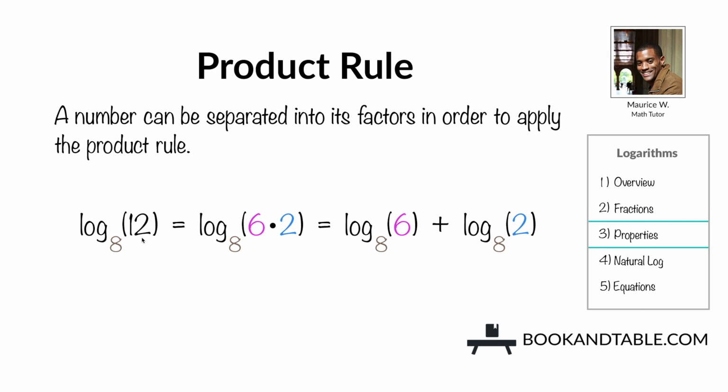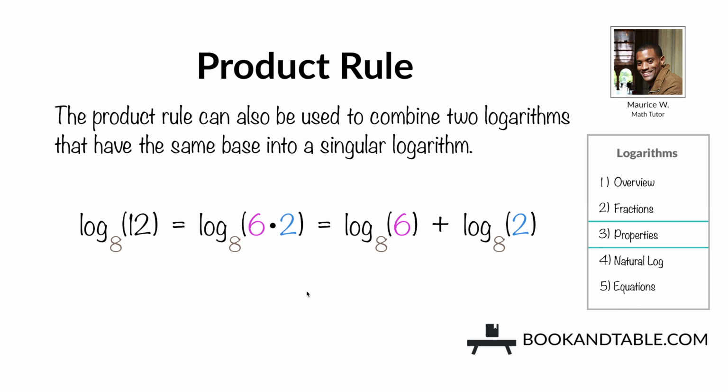The log base 8 of 12 would also be equivalent to log base 8 of 6 times 2. These are also two factors of 12, so this can be separated into log base 8 of 6 plus log base 8 of 2. And both of these expressions, log base 8 of 6 times 2 and log base 8 of 3 times 4, would both be equivalent to log base 8 of 12. So you do have some flexibility in how to go about simplifying logarithmic terms.